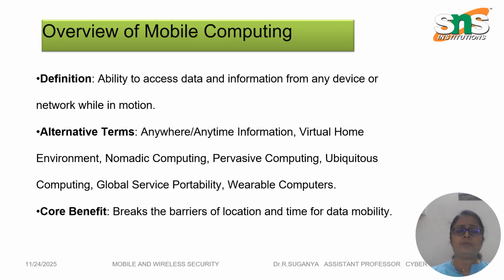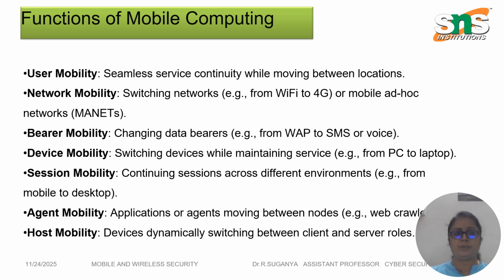An overview of mobile computing. Definition: the ability to access data and information from any device or network while in motion, anywhere, anytime information, virtual home environment, nomadic computing, pervasive computing, ubiquitous computing, global service portability, wearable computers. It breaks the barriers of location and time for data mobility. The functions of mobile computing are user mobility, network mobility, bearer mobility, device, session, agent and host mobility.